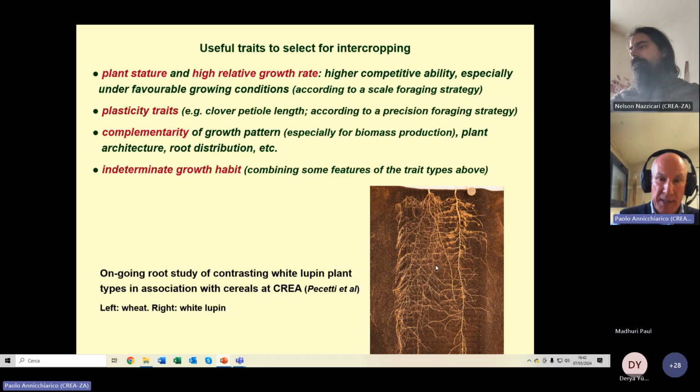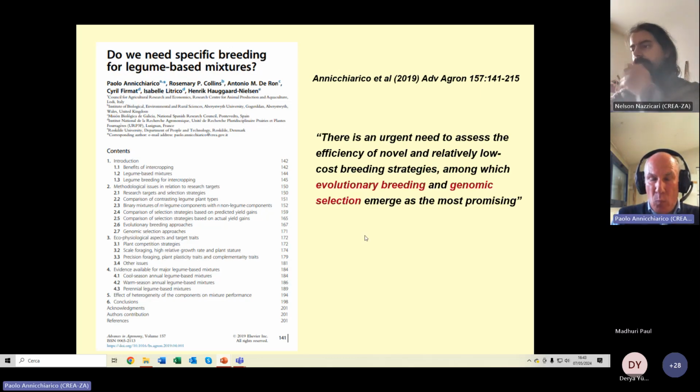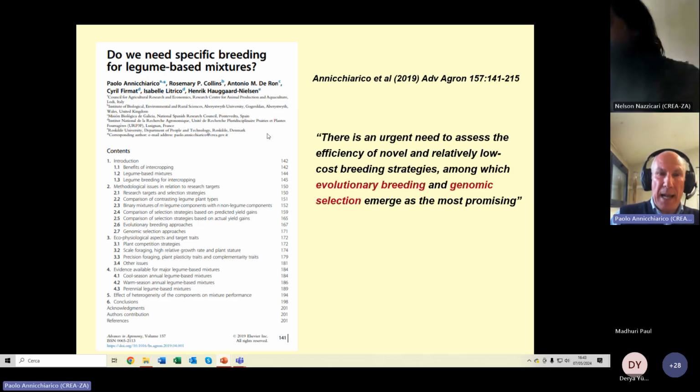For example, here in Lodi, we are studying root competition, considering white lupin plants that are of contrasting type, not tall or semi-dwarf, etc. And also the indeterminate growth habit can be an important trait, which actually combines some features of the above traits, because it can contribute to taller plant stature, but also sometimes to plasticity, etc. You can find much more in this review paper that I wrote a few years ago.